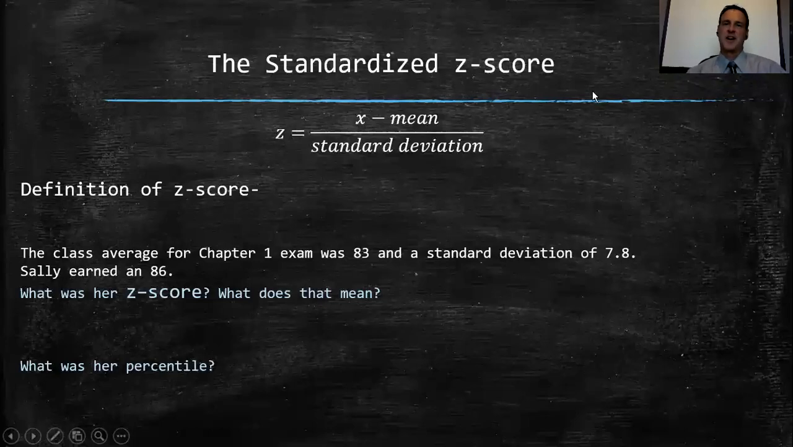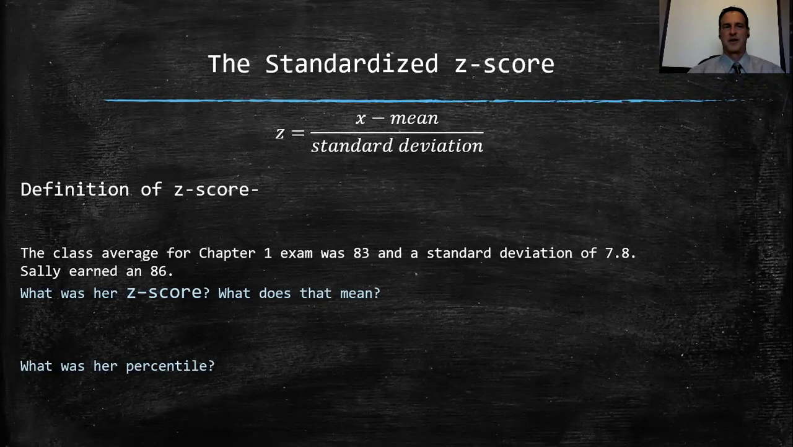Okay, so now we're going to talk about the standardized score. With that, we're going to talk about the definition of a z-score, which is sometimes used interchangeably with a standardized score. Z is the symbol for a standardized score. The z-score is the number of standard deviations a data value is from the mean. Okay, now how do I use that in context?